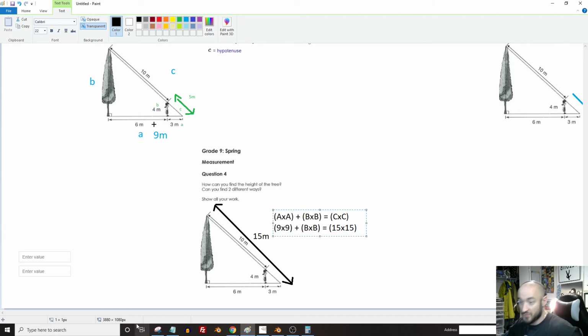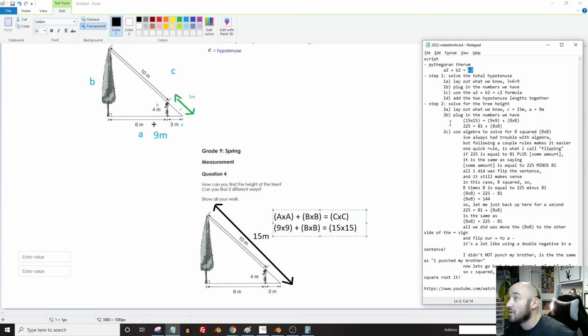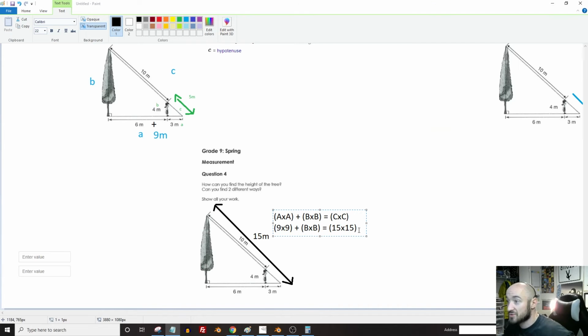Here we are on step 2 of our problem solving. We lay out what we know, we've plugged them into our formula, and now we have to move on to a trickier algebra step. So bear with me. Let's just do this math here. We have 9 times 9, which is 81, plus our b times b, which we don't know, equals 15 times 15, which is 225. We'll double check.